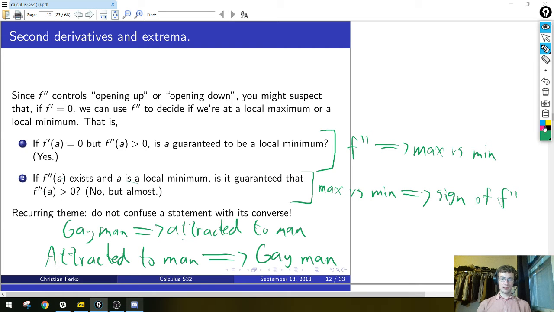The more common way of phrasing this is that if you are a man, you are necessarily a human. If you are a human, you are not necessarily a man. It's not always true that if one thing implies another, that the second thing implies the first. So we see that here.